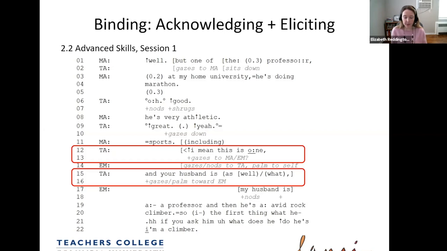So here the teacher is able to draw on her prior knowledge of an aspect of Emma's identity, that she's married to an academic who is also an athlete. And in doing this, the teacher is able to move the interaction forward, onto a new speaker and onto a related point. So through binding, she is able to both continue to acknowledge one student's prior contribution while simultaneously creating space for another student to participate.